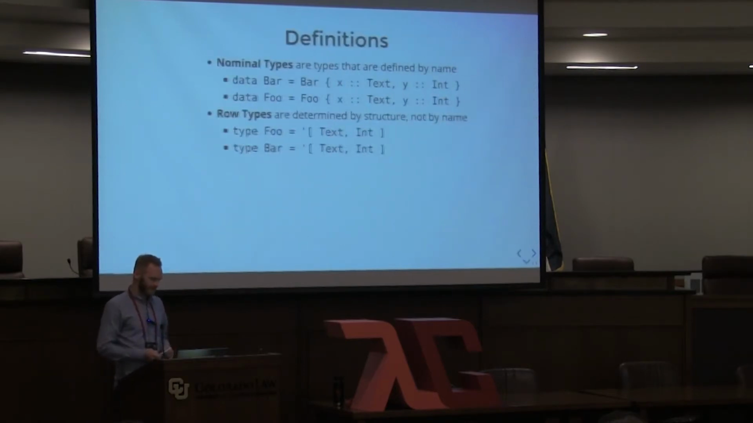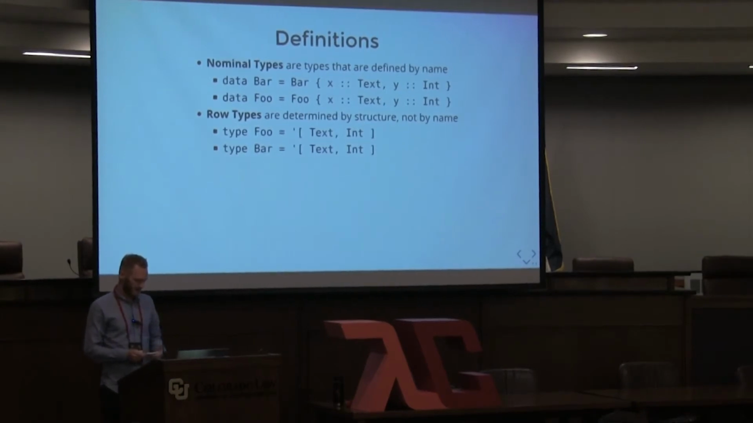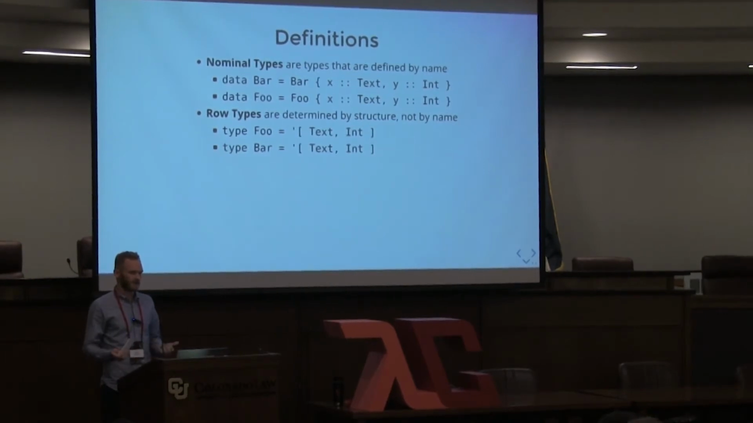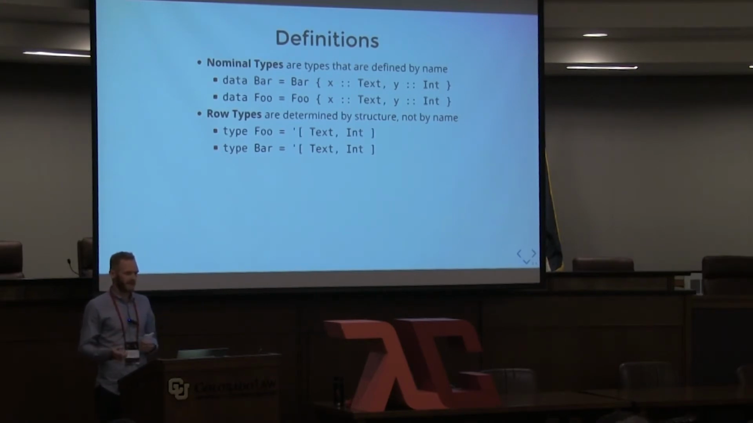Cool. So first, some definitions. In Haskell, typically, most of what you see are called nominal types, types that have names. So you have two types that can have a similar structure within them, similar fields, but they're not equivalent. You can't define, like, an Eq class that compares them.